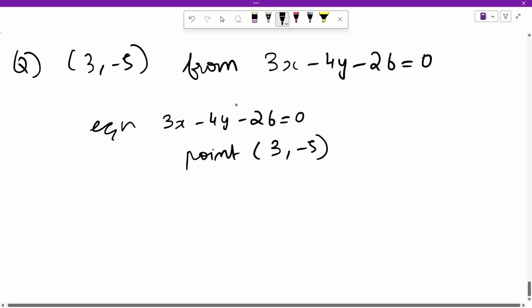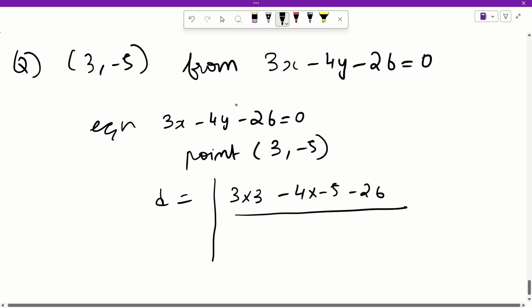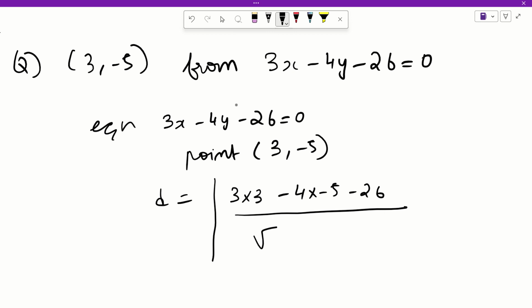Okay, so the distance d is equal to, apply the formula, mod ax1 plus by1 plus c, right? So what is x1, y1? 3 into 3 minus 4 into minus 5 minus 26 by root of a square plus b square. What is root of a square plus b square? Root of 3 square plus 4 square. What is 3 square? 9. 4 square, 16, right?